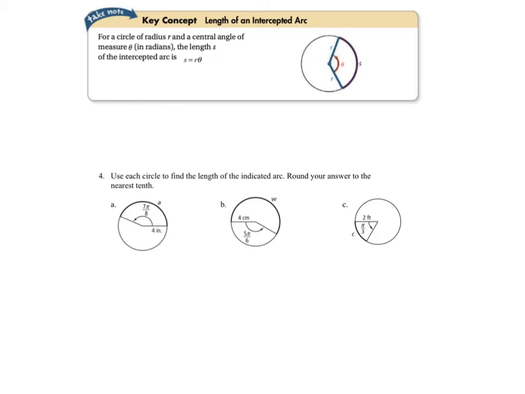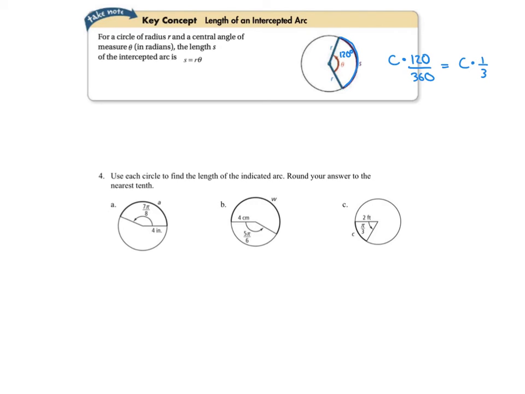The last part of this lesson is finding the length of an intercepted arc. Now the book gives this formula S equals R times theta, but I want to show where that comes from. So let's make up an example. Let's say theta was, I'm going to start in degrees, 120 degrees. The length of this arc, which is called S in this case, would be the circumference of the circle times the fraction of the circle that angle represents. So 120 out of a full circle, which is 360, which would be the circumference times 1/3 in this case.